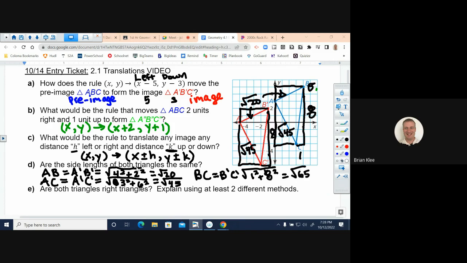So yes, the side lengths of both triangles are the same. They are congruent, another word that we'll be talking about a lot to finish up the semester, meaning they are identical. And last part: are both triangles right triangles? The first way is quick Pythagorean theorem. If a right angle exists, it's right there. So if I take AB and AC and throw them in Pythagorean theorem, root 20 squared plus root 45 squared, does that equal root of 65 squared?